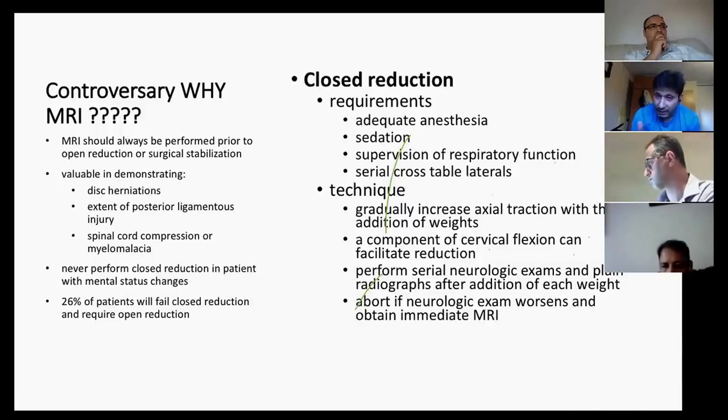Technique, as it says there: gradual increase, axial traction, addition of weights, and a component of cervical flexion can facilitate reduction. So you put some sort of rolled towel underneath the neck, and then you gradually provide traction and serial neurological examination. Plain radiograph, keep on taking lateral x-rays, and abort if the neurological exam gets worse, or obtain an MRI scan following.